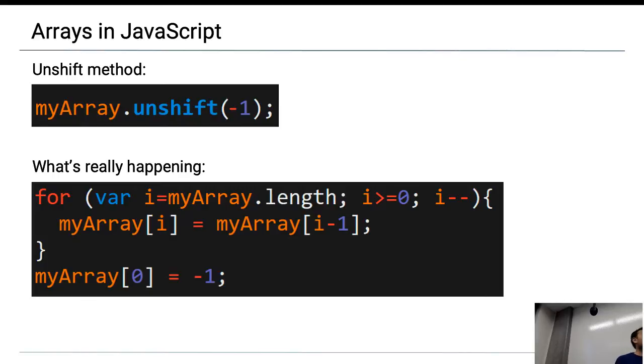Is it literally doing that, or is it shifting the indexes? It's shifting the indexes around and then kind of doing it.